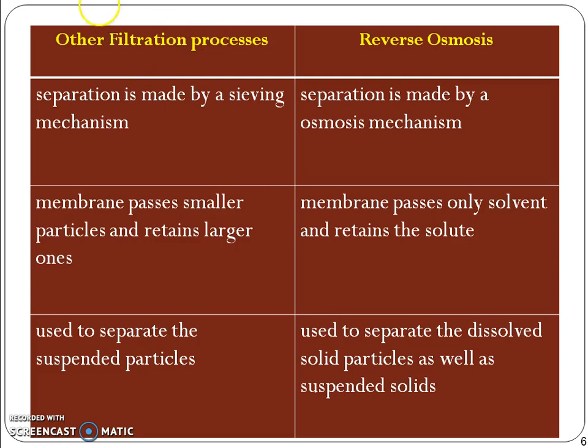The common differences between other filtration processes and the reverse osmosis process are as follows. In other filtration processes, separation is made by a sieving mechanism, while in reverse osmosis separation is made by an osmosis mechanism. In other filtration processes, the membrane passes smaller particles and retains larger ones, while in reverse osmosis the membrane passes only solvent and retains the solute. Other filtration processes are used to remove suspended particles from the water, while reverse osmosis is used to remove dissolved particles as well as suspended particles from the water.